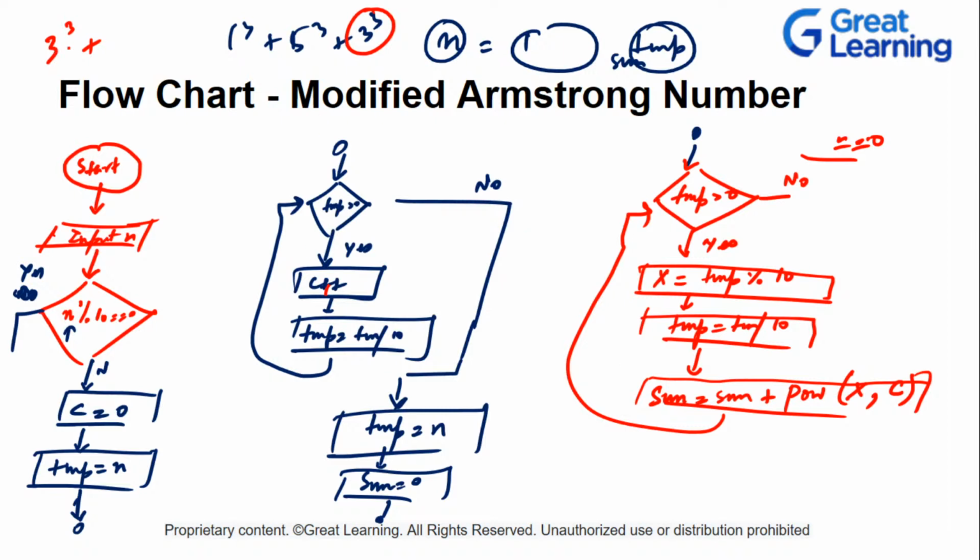It will be something like this: 3 raised to the power 3, which is 27, plus, now the next digit is 5, which will be calculated with the help of this x, and x raised to the power 3, which is 125. It will be added to 27, so which will be around 152.